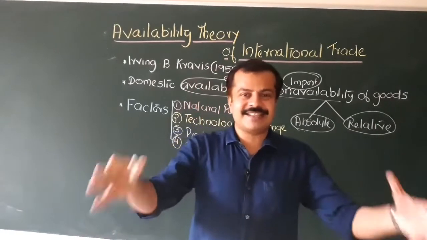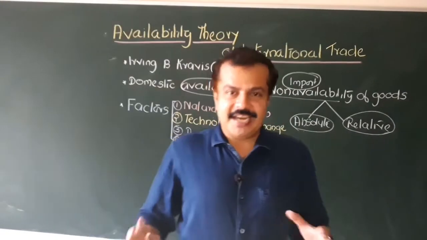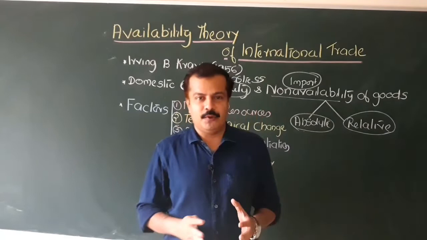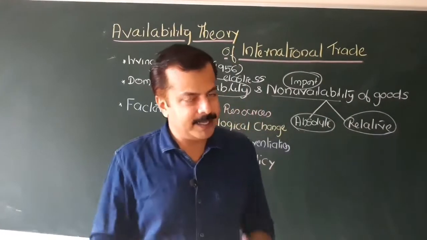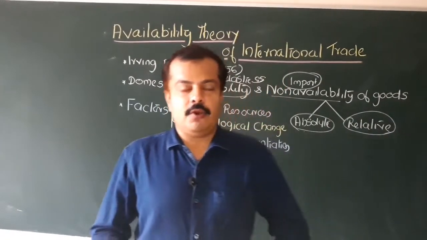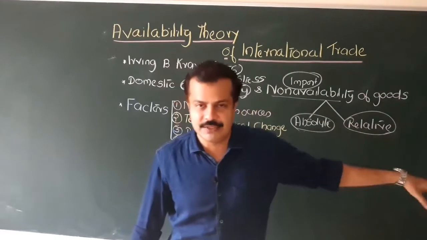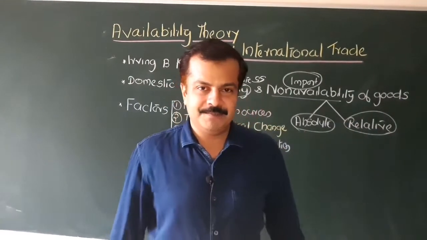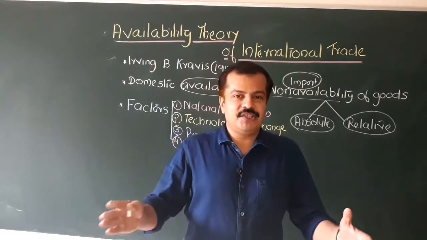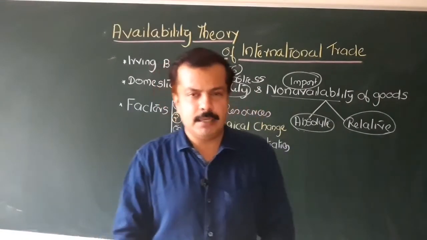So this is the crux of the availability approach. The countries will export those commodities which are domestically available. The commodities which are domestically not available, in an absolute or relative sense, will be imported. So this is the availability. That's why the model itself is known as the availability approach.